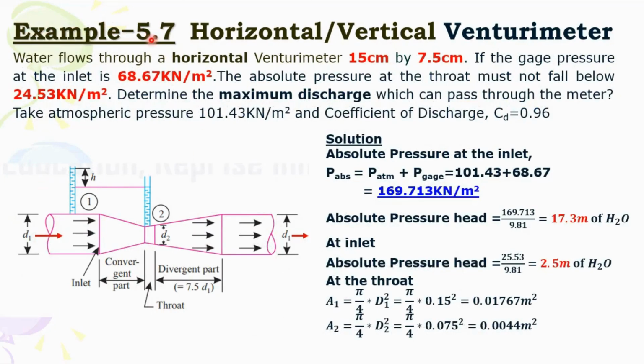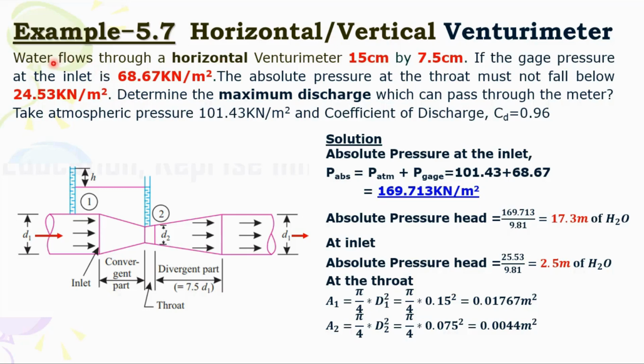Okay, so let's go to example 5.7, horizontal and vertical venturimeter. I hope in the previous discussion we have seen pressure and also practical applications of the Bernoulli equation. We can measure the flow rate coming out through pipes. So you have the venturimeter, pitot tube, and also other things like flow through a reservoir or orifice, etc. We will continue. So let us see.